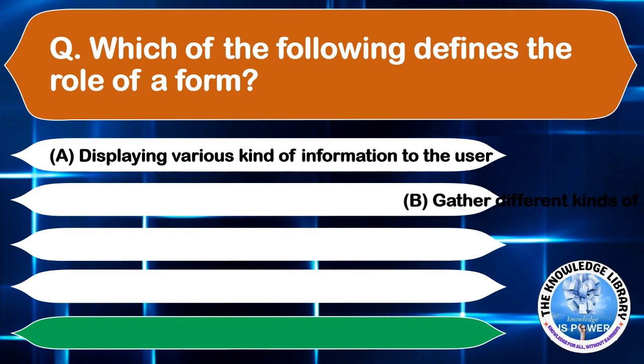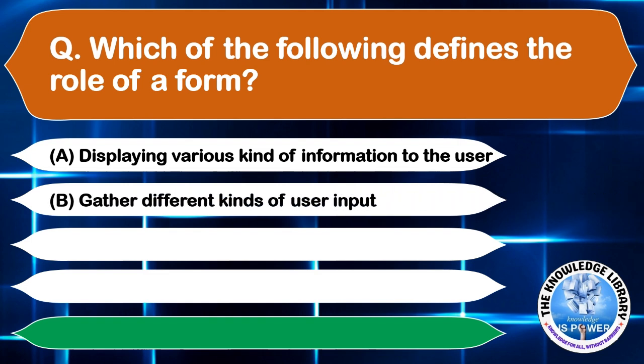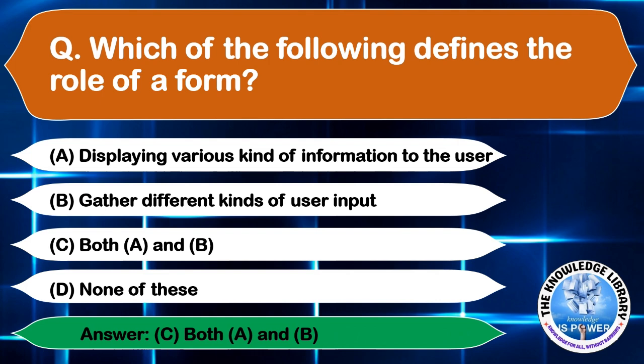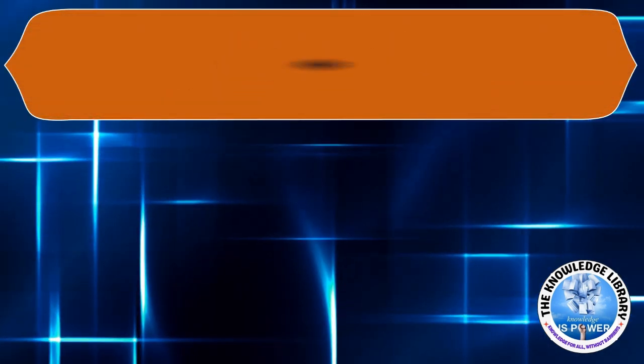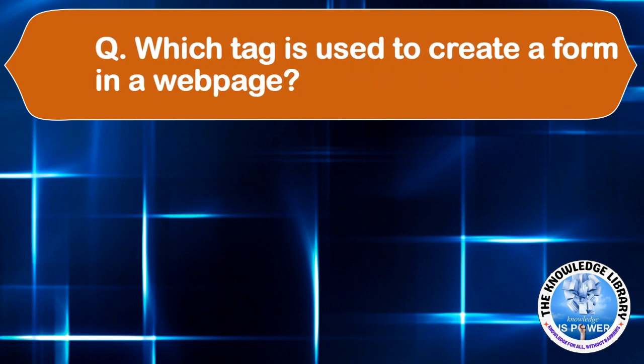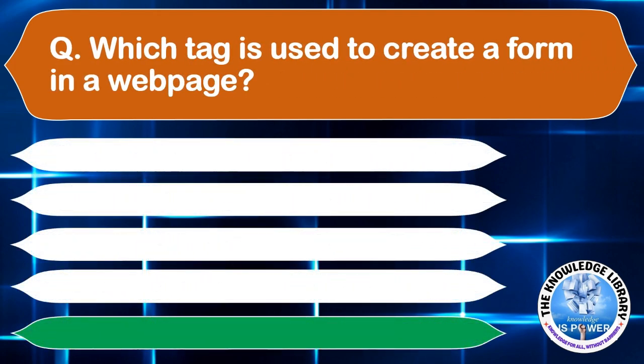The next question is, which of the following defines the role of a form? Option A, displaying various kinds of information to the user. Option B, gather different kinds of user input. Option C, both A and B. Option D, none of these. The correct answer is option C, both A and B.